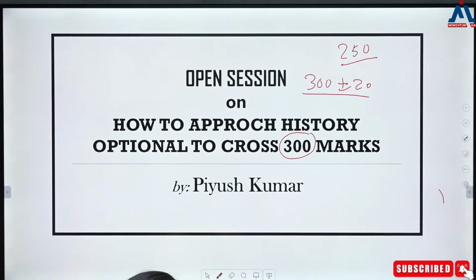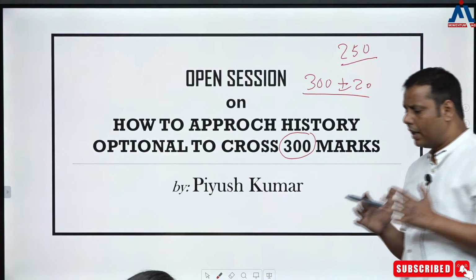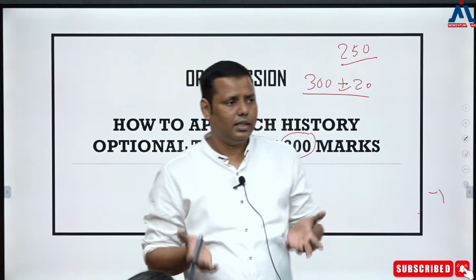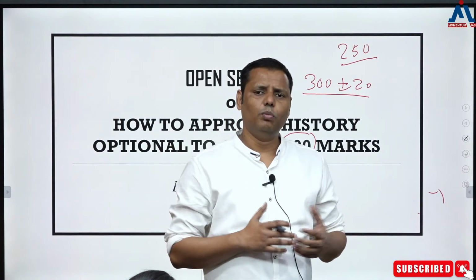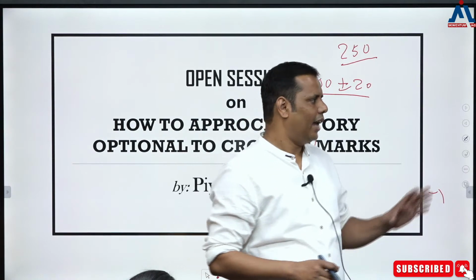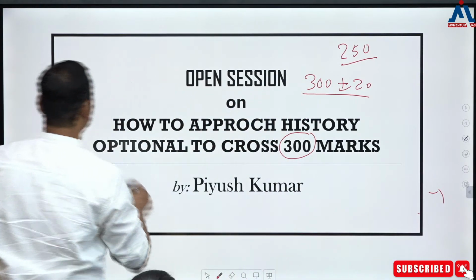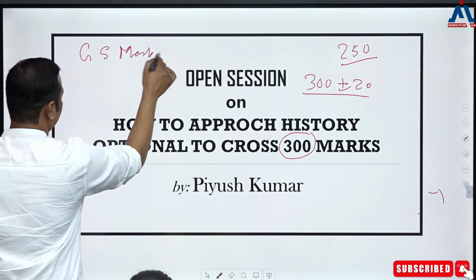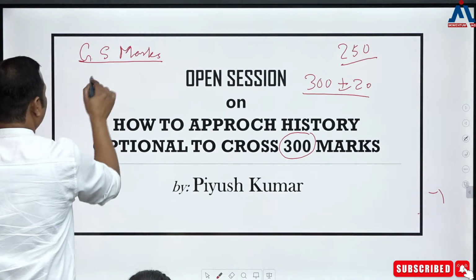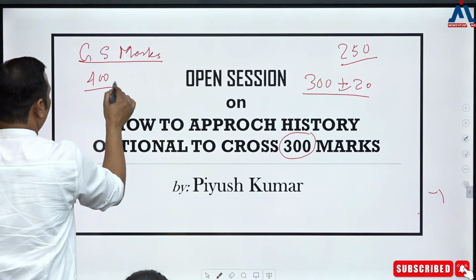If you compare it with general studies, you must have noticed that the variation of marks is very less in general studies. If you have really compared the marks, and I believe that you all are serious for UPSC preparation, and you must have done this kind of homework at your place, you must have noticed that when it comes to GS marks, this is somewhere around 400.